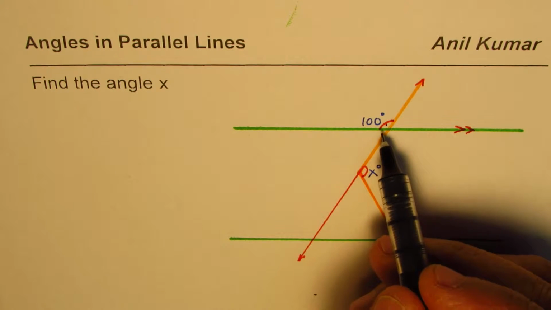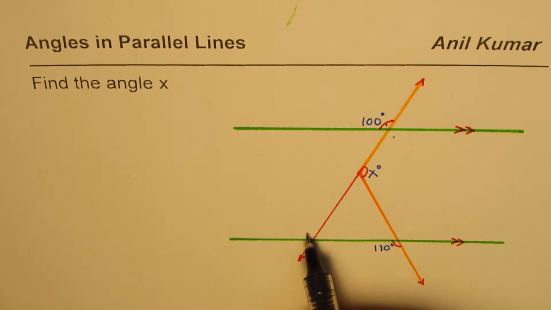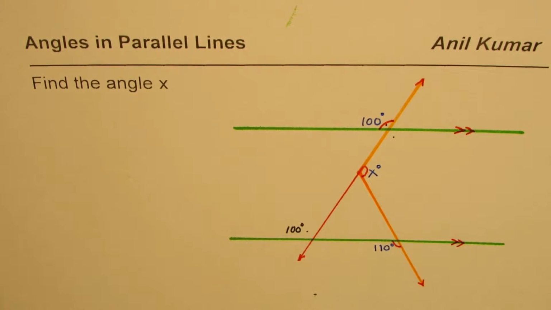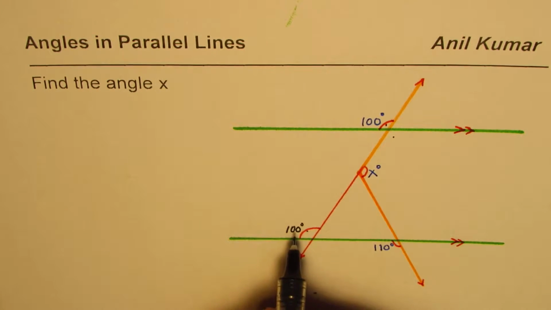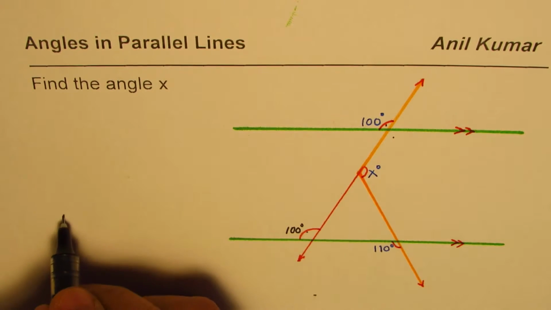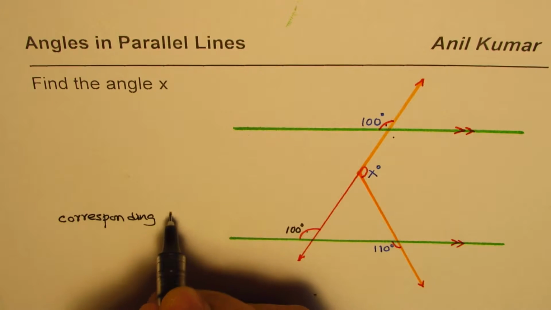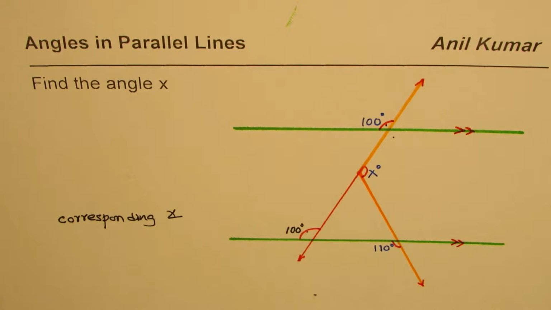You could think like this also. This is 100, opposite angle is 100, right? And this is an interior angle, which will be 100. Is that okay? Yeah, we could do it like that. Or you could say that this angle is 100 degrees since it is a corresponding angle. So we found this is 100 since it is a corresponding angle. So these two are corresponding angles and we say they are 100 degrees each.